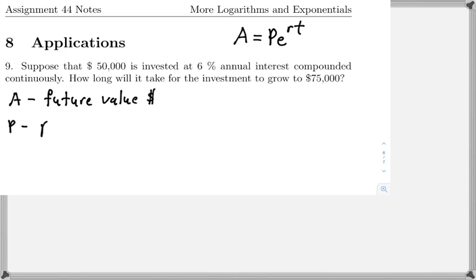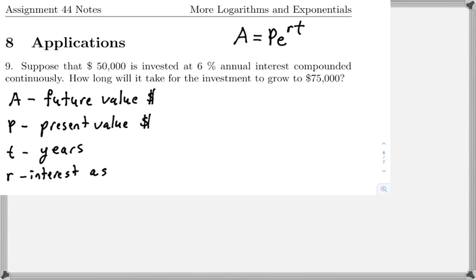P is your present value, and sometimes it's also called a principal. That's going to be also money. t, that's going to be time in years, and r is your interest rate, and then you got to convert your interest rate into a decimal. So for example, 6%, what that means is 6 per 100, or 0.06, 6 hundredths.